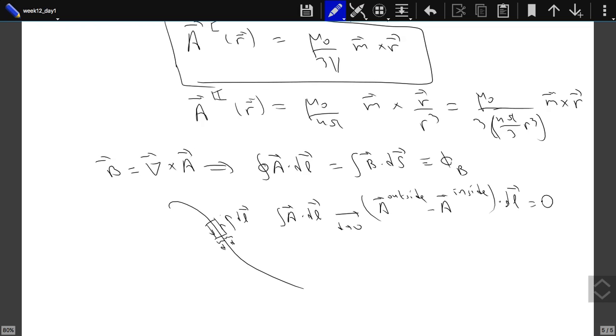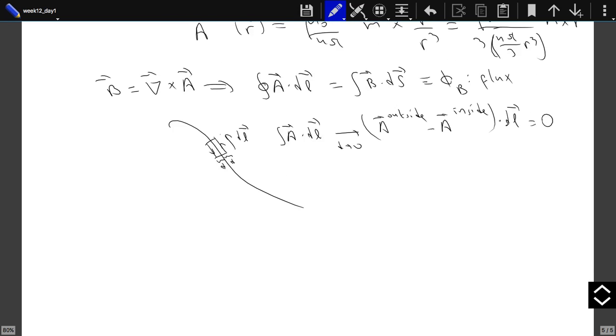No, this phi is the flux. This only tells me that the component parallel to my surface is continuous. In order to claim that A is continuous, I also have to show that the perpendicular component is continuous.